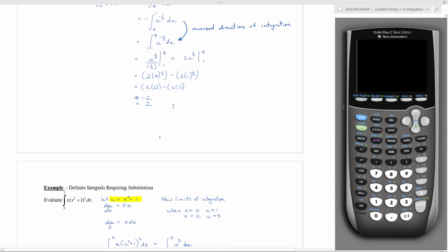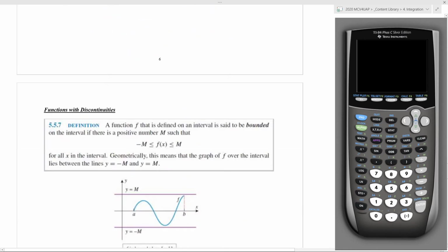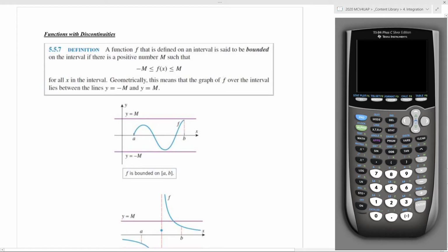Okay, that brings us to the last part of the lesson, which is how do I deal with functions? Can I integrate a function that has a discontinuity? By discontinuity, I mean a hole or a jump or a vertical asymptote or something like that, right?